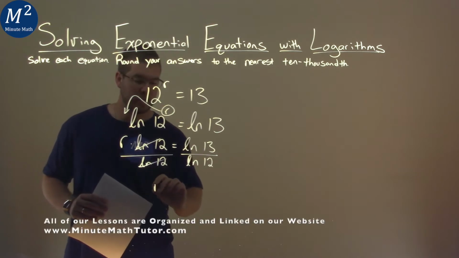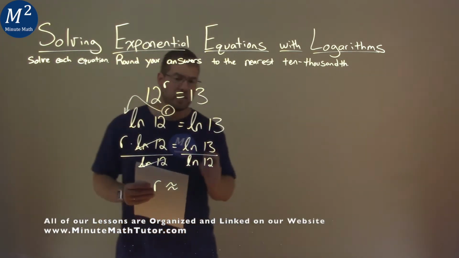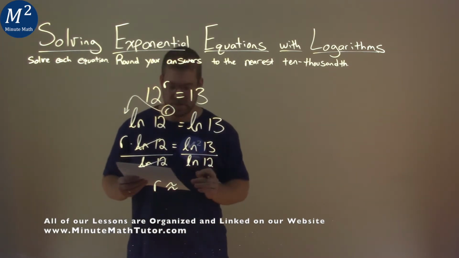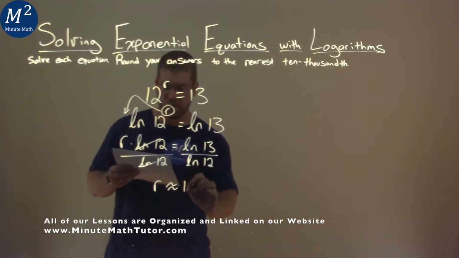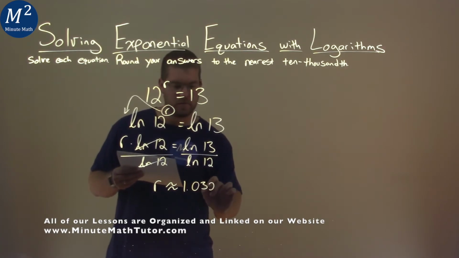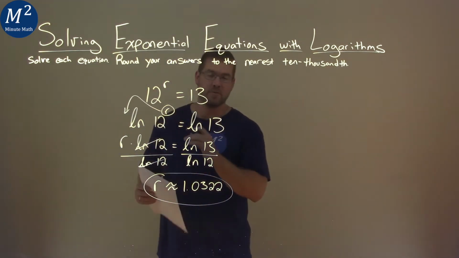R is now by itself, and this is going to be approximately, because we're going to round this answer here. And using our calculator, the natural log of 13 divided by the natural log of 12 comes out to be 1.0322. And that is our final answer.